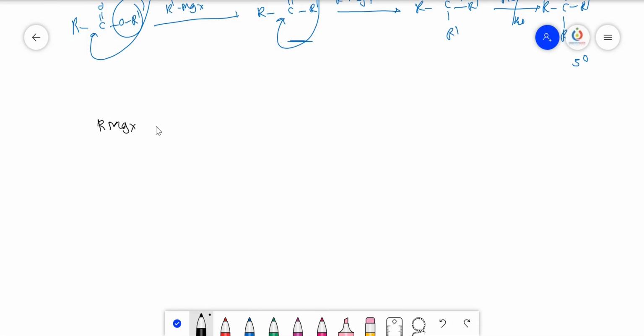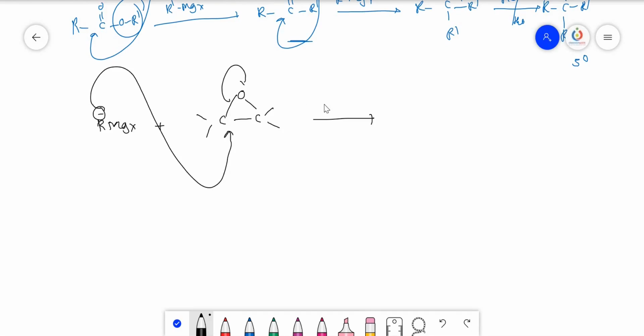So the RMgX Grignard reagent on reaction with epoxides. Epoxides are nothing but cyclic ethers. So the negative part always attacks from the backside of one carbon to open this ring in the presence of H plus and H2O. So we get the R part connected over here. Next here OH. So these two will be in the opposite position.